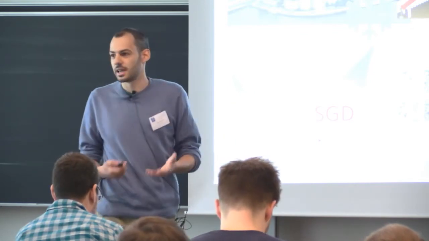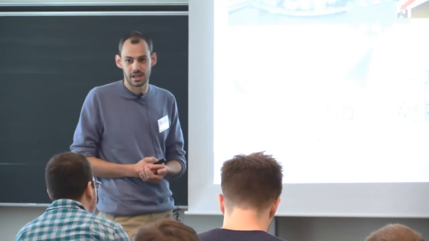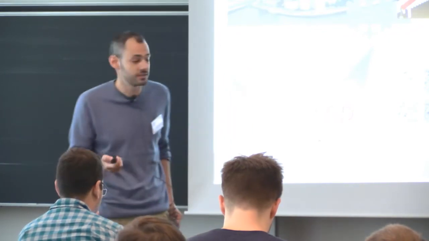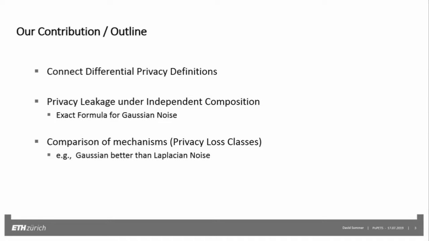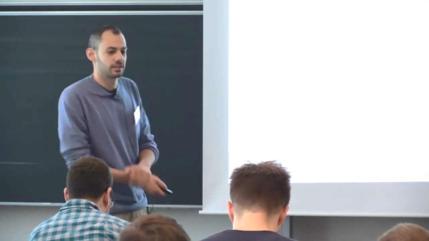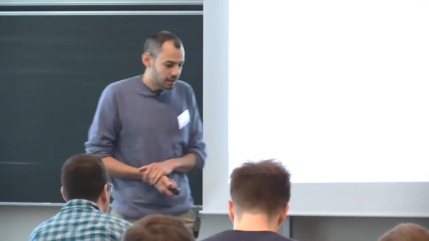But as privacy in the end boils down very often to statistics, minor differences have a huge influence in impacting what the privacy loss is in the end. That's what I'm going to talk about. I will connect these different differential privacy definitions in an easy, understandable manner. I will then show that we can use this concept to estimate privacy leakage under independent composition. I will show an exact formula for Gaussian noise. And I can show that my mechanism allows to compare different mechanisms using privacy loss classes, which will then be straightforward. So I started with the definition we all know, epsilon-delta DP. It has already been introduced.